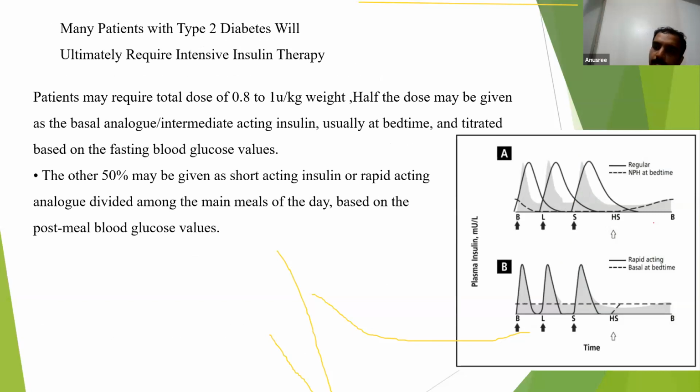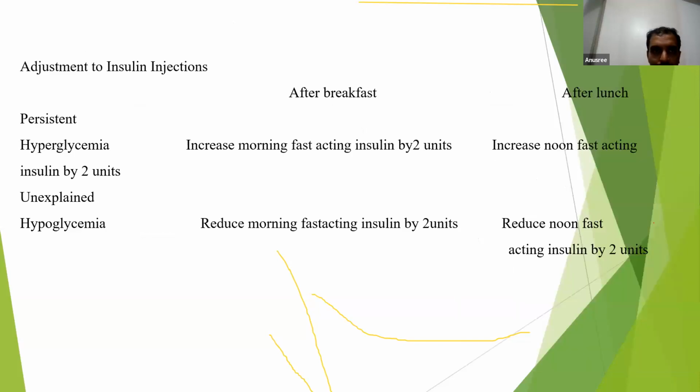Half the dose can be given as NPH or basal, and half the dose can be divided as regular or rapid acting. And when there is hyperglycemia, we can increase the dose by 2 units in the morning and 2 units at night. And if there is hypoglycemia, we can reduce it by 2 units at night and 2 units in the evening.